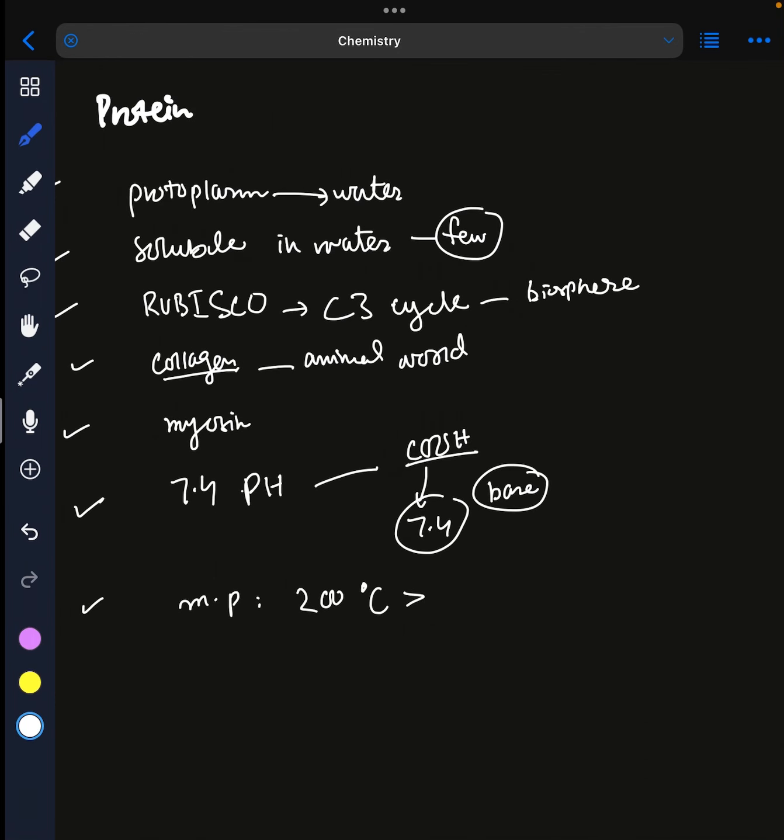Next we will probably discuss the classification of proteins and maybe the sequence of amino acids and a couple more questions about this chapter, this topic, and then I think we are going to end this.